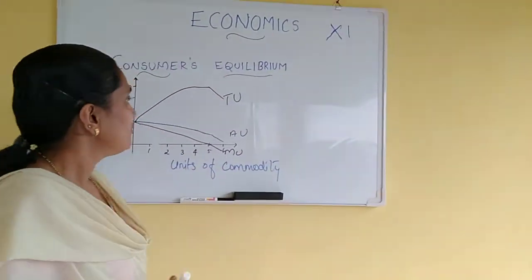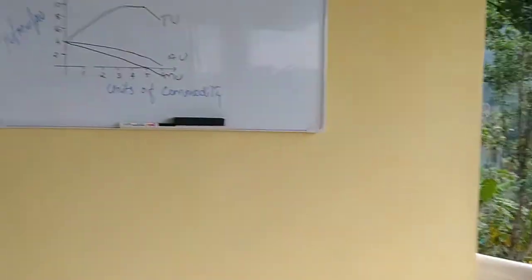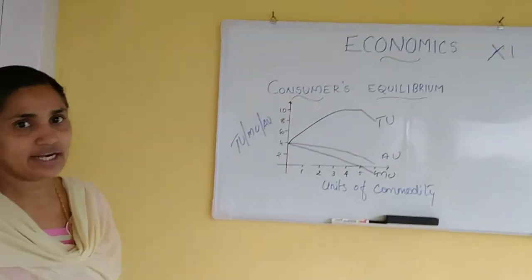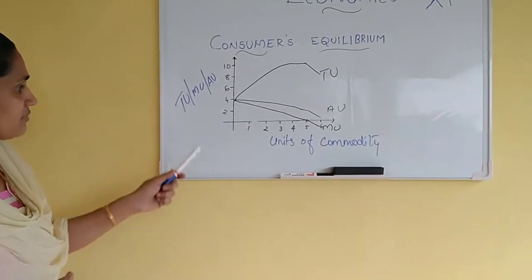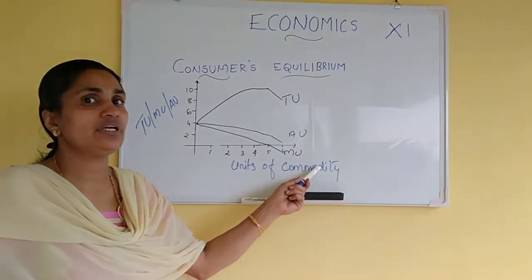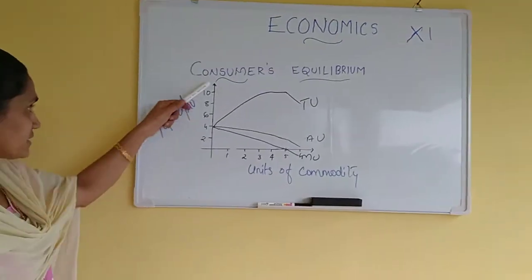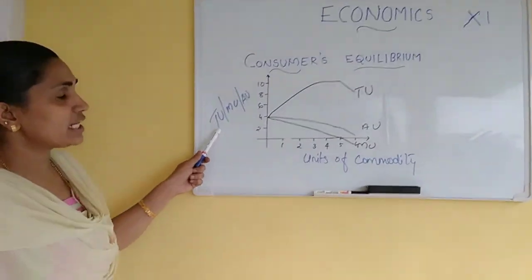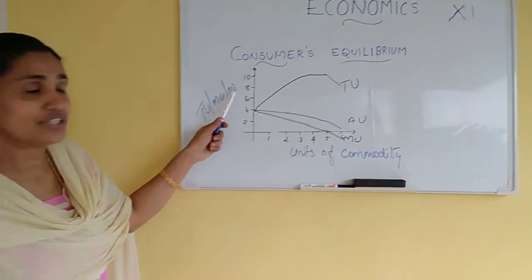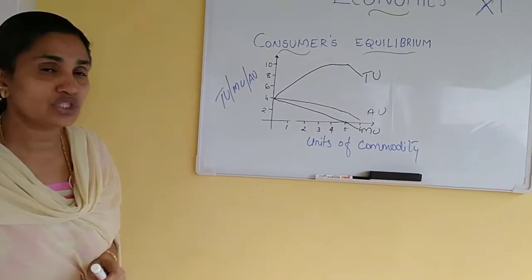Now we can discuss the relation between TU, AU and MU with the help of a diagram. In this diagram we can see that the x-axis represents the units of commodity we consume. The y-axis represents total utility, marginal utility and average utility. These are the three concepts of utility.